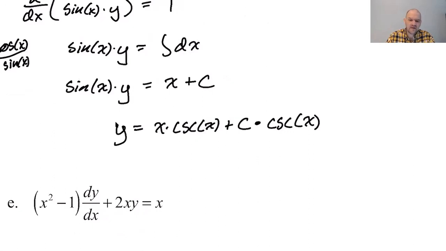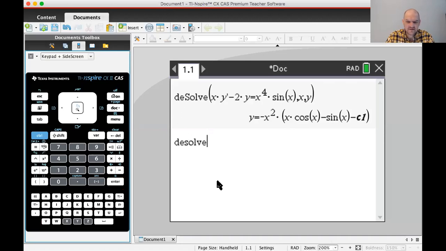Let's check it. If this one's right, that was smooth. deSolve. You always want to put in the original if you can. y prime plus y times cotan of x equals cosecant of x, comma x, comma y.